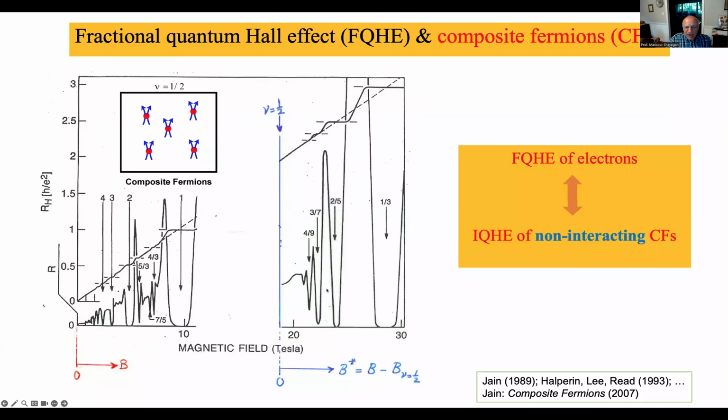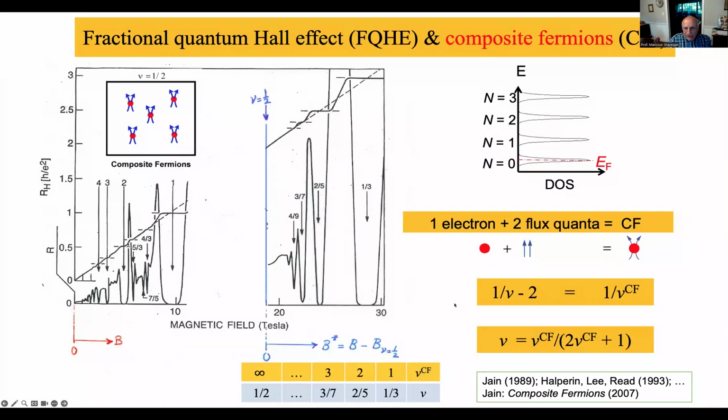You can see the similarity. If you go from 0 magnetic field here, which is now shifted to the 1/2 position, this looks like this qualitatively. So that's a typical explanation. I'm going to go one more slide on this because this is related to what we observed later. So again, we are in the lowest Landau level. It's half filled. You have 2 fluxes per electron. You combine them, you get these composite fermions.